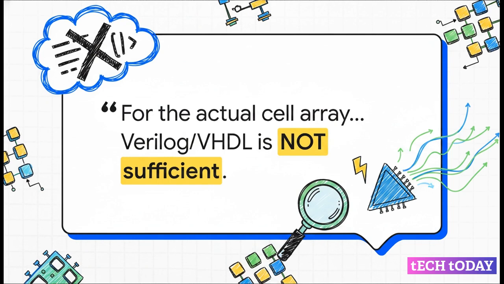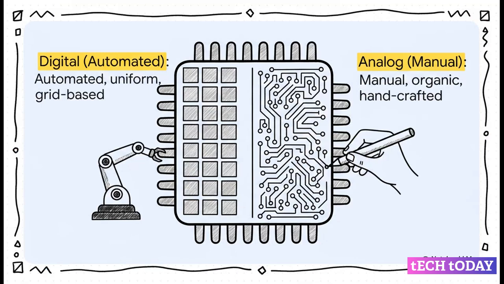It tells us that for the absolute heart of the memory, we're talking the tiny cells that hold the data and the super sensitive amplifiers that read it, our high-level descriptive code just isn't good enough. And this really shows you the two different worlds living inside one chip. You have the digital parts, like the command decoders that are handled by that automated flow we just talked about, but then you have the analog core, the memory array itself, which is basically handcrafted. It's more like art than automation.